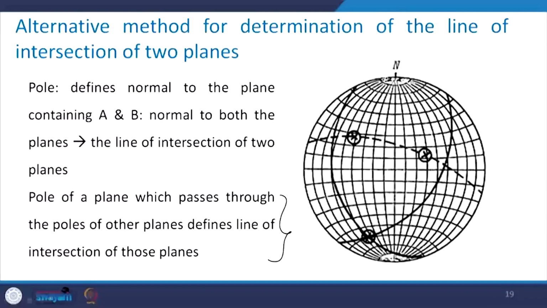So, you see, it is one and the same thing. In the previous way, we first obtained these two great circles, and wherever they intersected gave me the line of intersection of the two planes, and using the two poles, again we found out the same point as the determination of the line of intersection of the two planes.